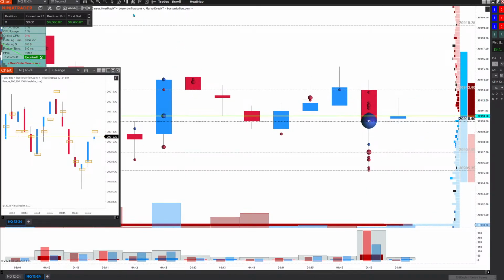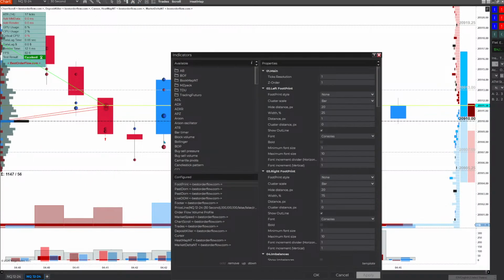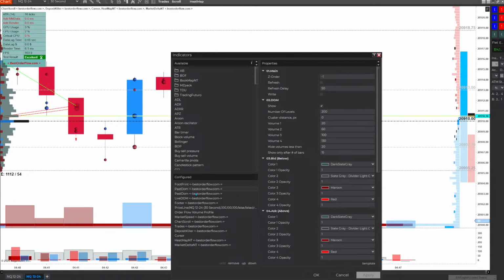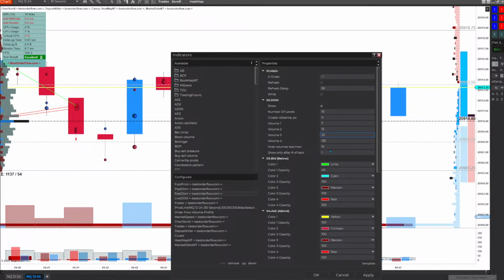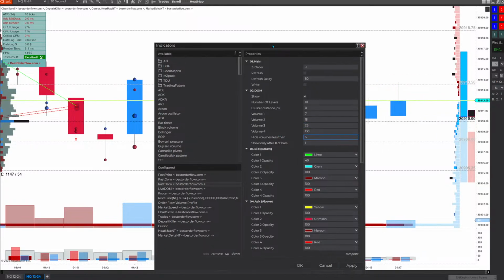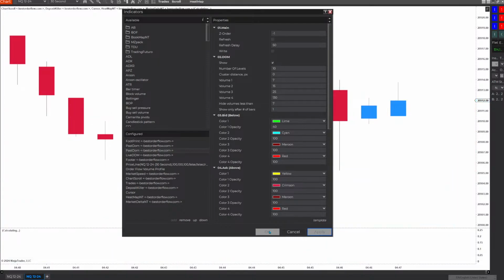Because there's not too much volatility, I can adjust my immediate magnets. Let me show it to you. I'm going to go to the pass down. This is the filter, and I can do like 7, 15, 25, and hide volume less than 5. Okay, so let me adjust it. You're going to see more.